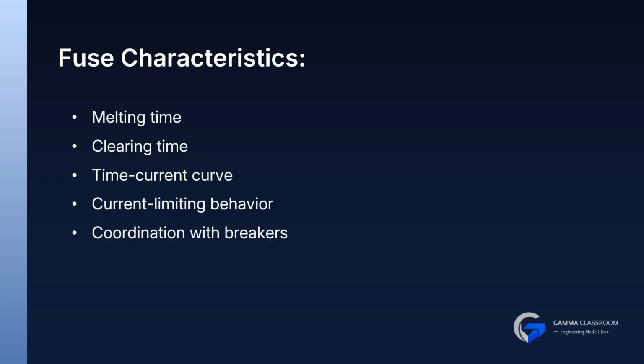Fuses have two characteristics: timings, melting and clearing, and their time current behavior determines how they respond to overload and faults. They are also current limited, which makes them ideal for transformer primary protection and coordination with breakers.